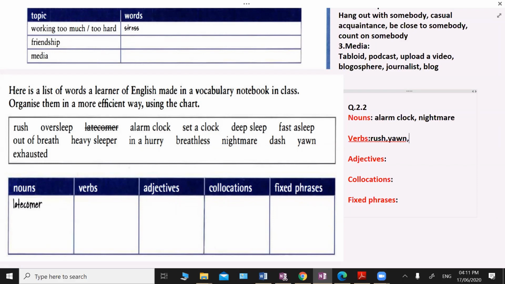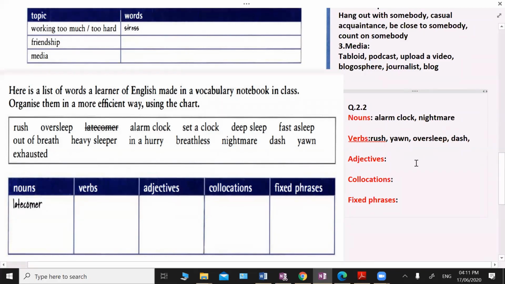Exhausted. No, that's not. What about oversleep? Yeah, I've written it in this verb portion. Oversleep, like overslept is a verb. Sleep, slept, slept. Oversleep. Okay, and dash. Someone is saying dash. Anis is saying dash. Yes. So rush, oversleep, dash, yawn. We are done with the verbs.